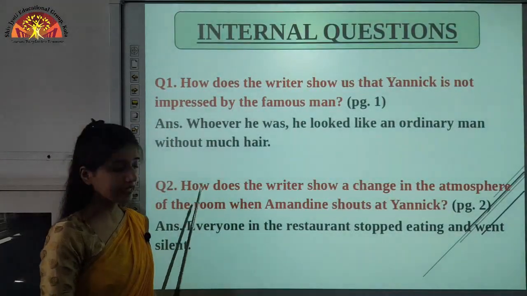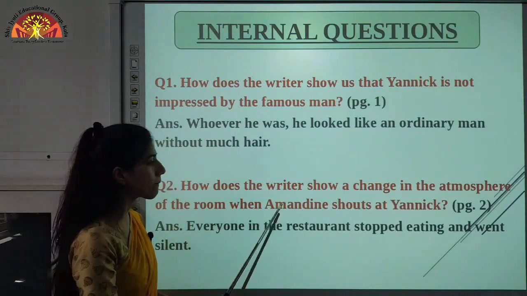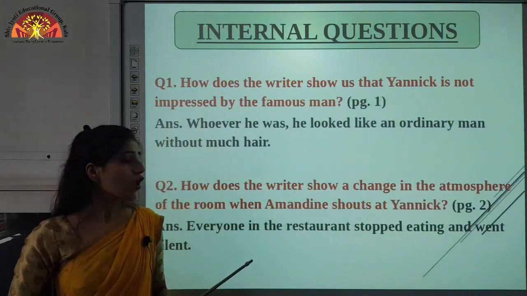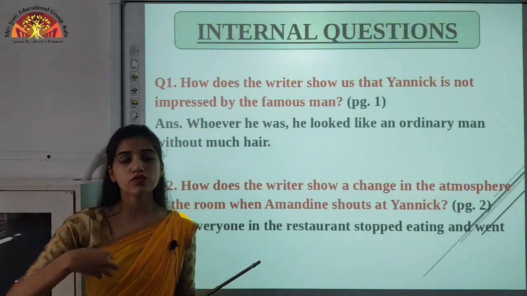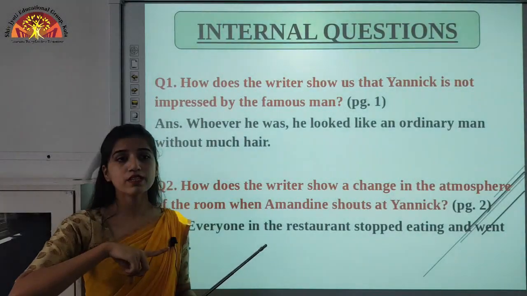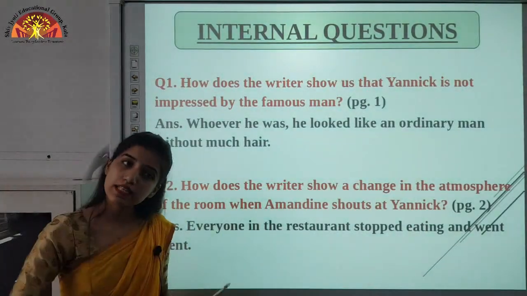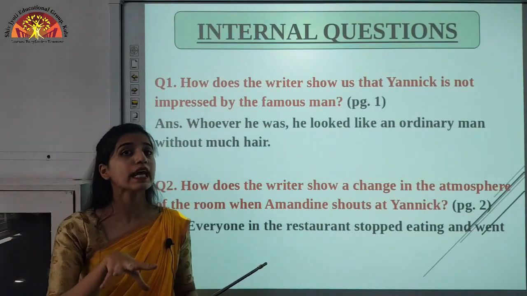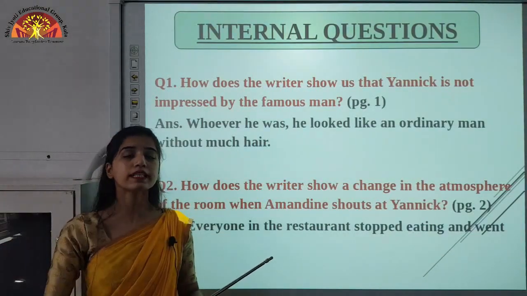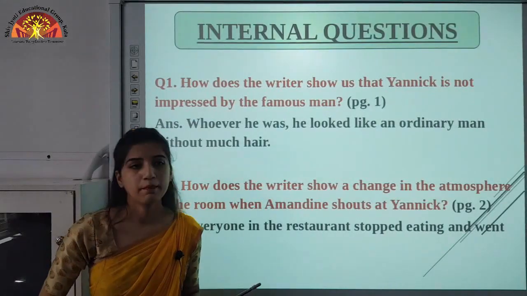Now question number 2, how does the writer show a change in the atmosphere of the room when Amandine shouts at Yannick? So what was the change in the atmosphere when Amandine was shouting at Yannick? Like I told you in the previous slide also, everyone in the restaurant stopped eating and went silent. So when she was shouting at Yannick, everyone just stopped eating and went silent, and they were just staring at both of them.